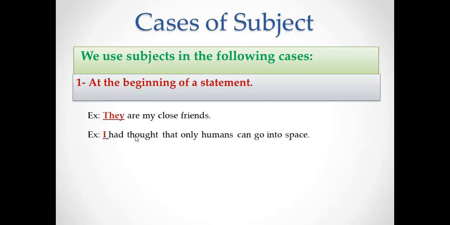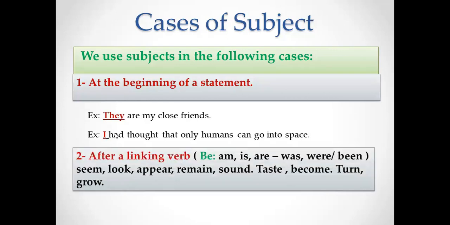Number two, I had thought that only humans can go into space. Who's doing the action? It's I, so it's subject. Even number one, I can use it at the beginning of a sentence as a statement. Number two, I use it as predicate nominative after linking verb. After linking verb, it is called predicate nominative. Linking verbs, like verb to be, am, is, are, was and were, and been in the past participle, seem, look, appear, remain, sound, taste, become, turn, grow, like this one.